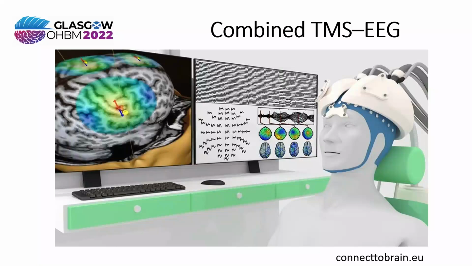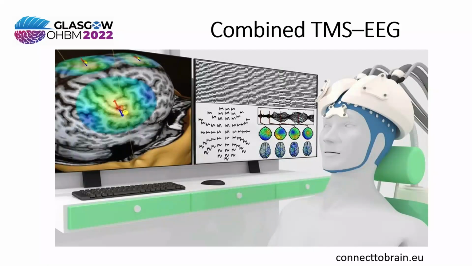The commercial state-of-the-art navigation tools, as you can see here on the left, can typically visualize the electric field, or at least the maximum of the electric field, in real time on the scalp. And that is how you can aim the TMS to target the region of interest and activate those neurons that you're interested in.